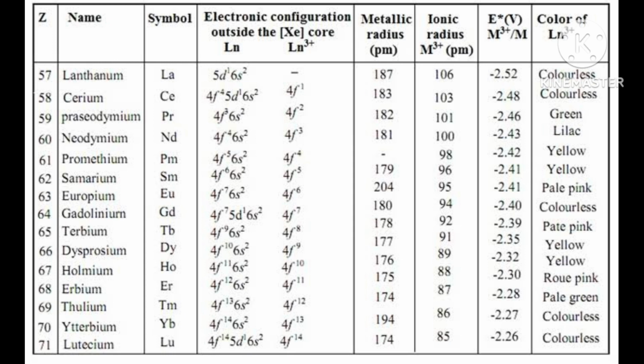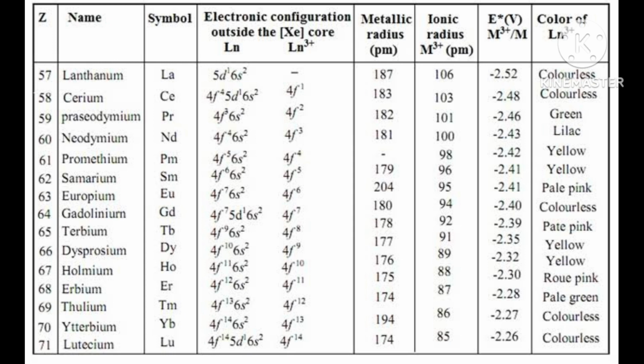Now next is erbium, ER. Then a new electron enters the F. Now it became 4f12, 6s square. And now this is further reduced. The radius is further reduced, 175. Erbium has a 175 picometer radius. And Ln3+ also decreased, 88.